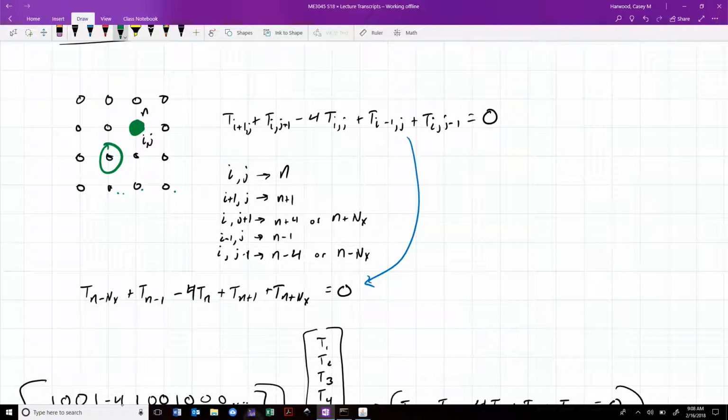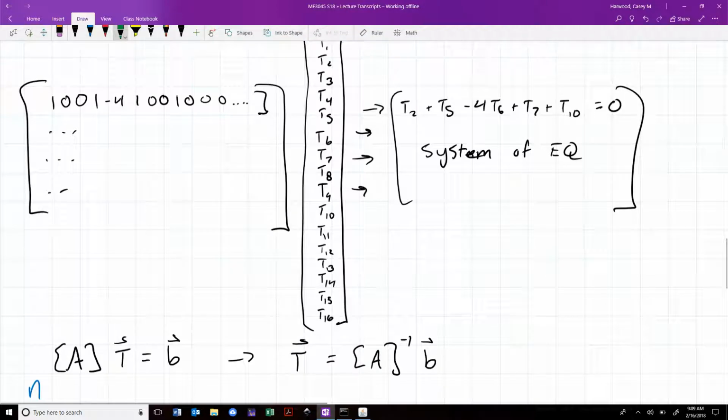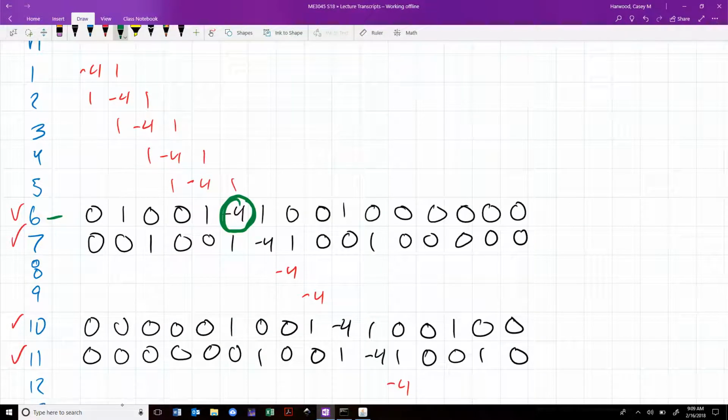And so if we have 1, 2, 3, 4 between the point we're looking at and its neighbor below, that reflects the fact that we have 1, 2, 3, 4 here. If you were to make it 100 by 100 grid points, these would be 100 elements apart. It would be 1 and then 99 zeros, and then 1, negative 4, 1 to go to the ones to the left and the right. Then 99 zeros and then a 1.